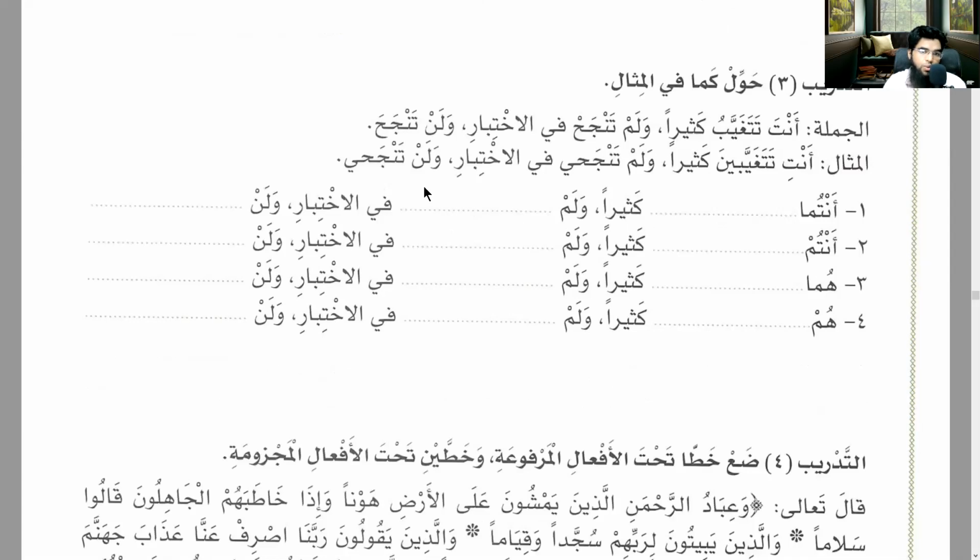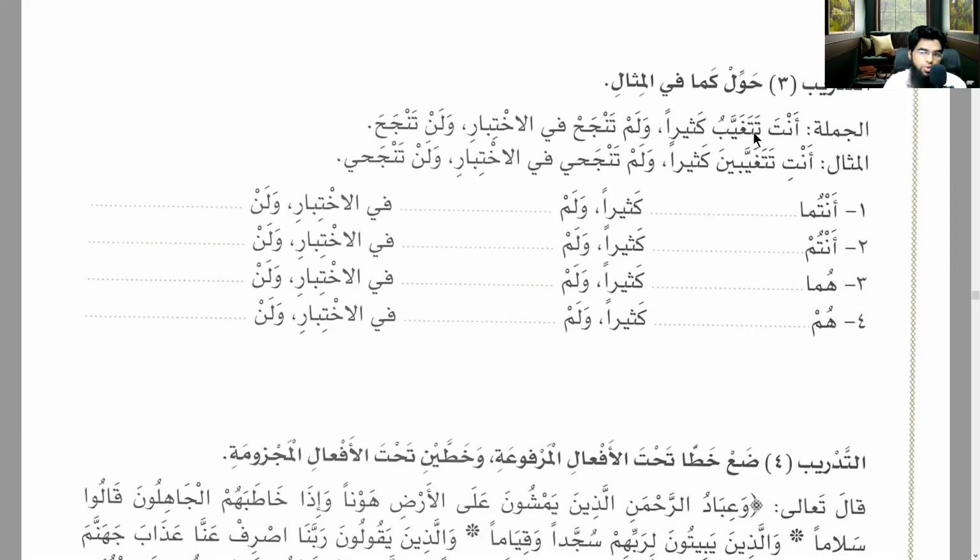Similarly for feminine, أنت تتغيبين كثيرا. تتغيبين. So تغيب يتغيب. And then تتغيب, because you're speaking to a male, two times ta is coming. Confusing, right? Two times ta. تتفعل. And then تتفعلين. ستتغيبين كثيرا. أنت تتغيبين كثيرا ولم تنجحي في الاختبار. You did not pass in the exam. ولن تنجحي, and you will not pass.